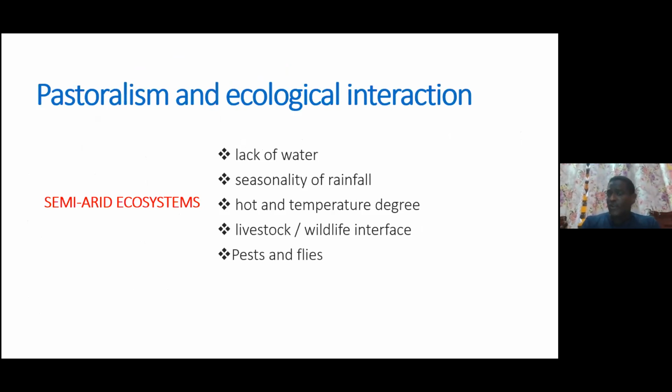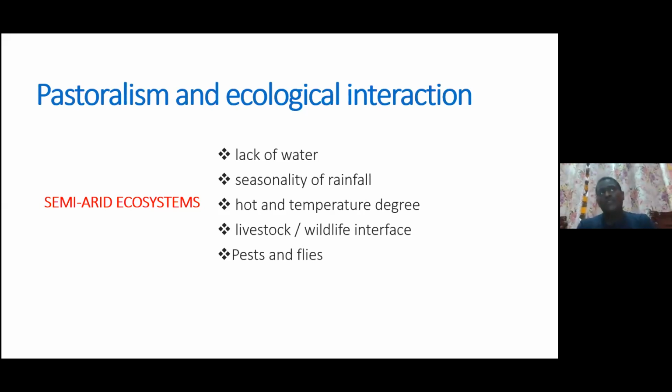Pastoralism and ecological interaction: especially in the dry arid ecosystem, you will find a lack of water and seasonality of rainfall, because the level of the rainfall and the season of the rainfall differ from area to area. Therefore, that affects the mobility of pastoralists to migrate from one area to another. The hot temperature also affects the mobility of pastoralists, and the livestock and wildlife interface, because it is very serious for the pastoralists in the wildlife areas.